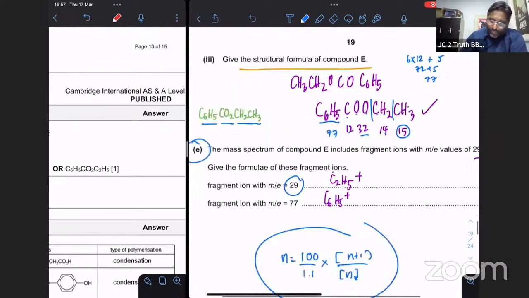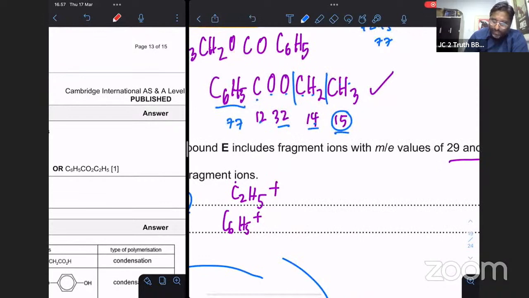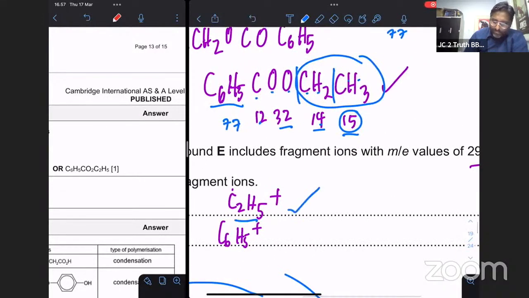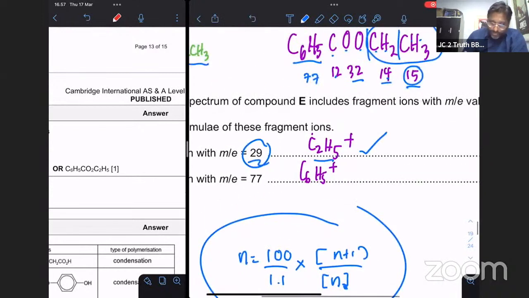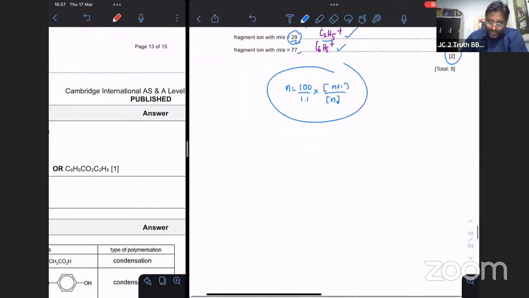If you look at 29, see which combination gives 29. These two, so C2H5 plus, done. Make sure you put the plus. Then 77, you see straight away here, C6H5 plus, done. So that is going to be that part.